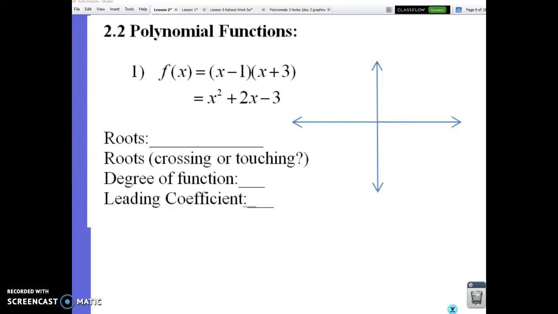Alright class, so here's the first example. So we're going to start by finding the roots. So here is how you find the roots. So first let's look at our function. We've got it written in two different ways.